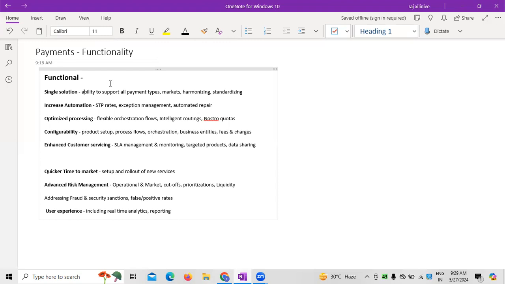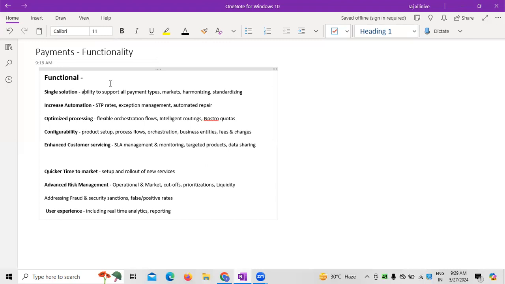Followed by this, we need to enhance customer servicing, because SLA management and monitoring is one of the key and important elements, especially when we are working on payments. If you want to target the products or perform any kind of data sharing to multiple systems, enhanced customer servicing is needed. When we have created customer servicing, it is always helpful for the customers to perform much better. This is where customer servicing comes into existence.